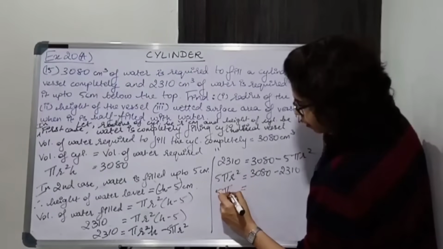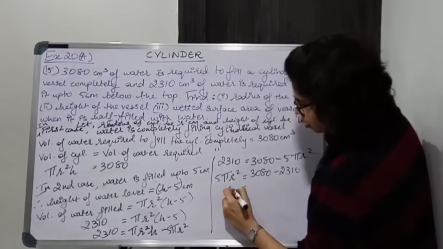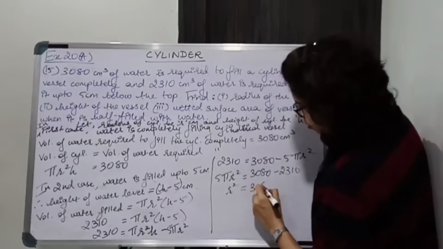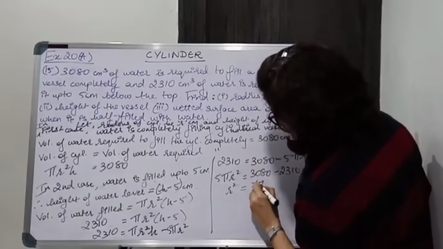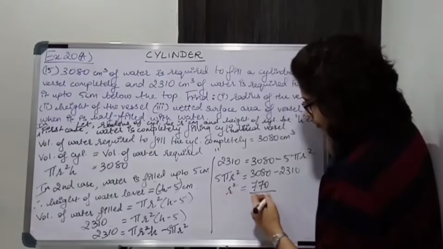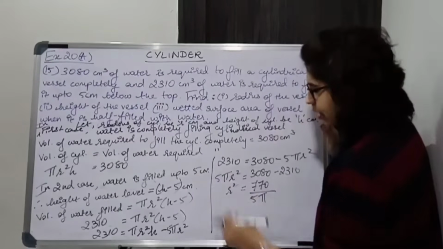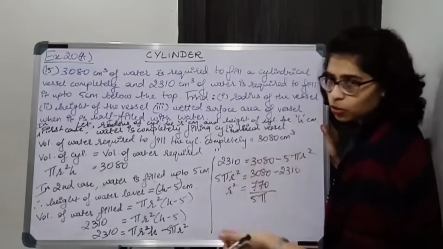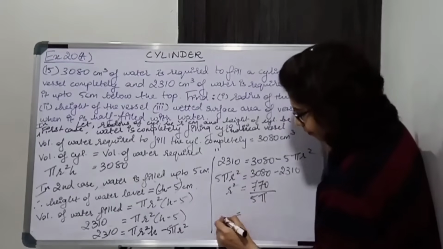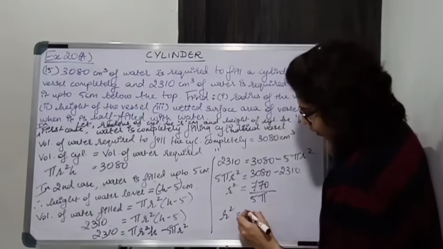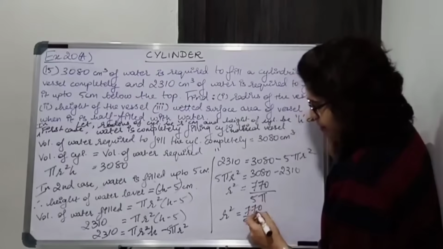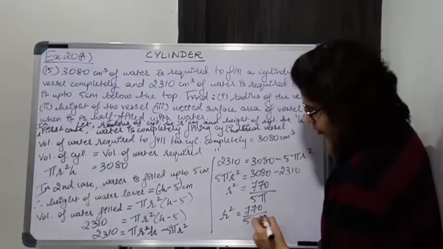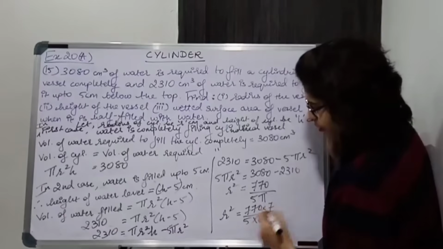So 5, let me shift this also. So r square is 3080 minus 2310. That will give me 770 upon 5 pi will go in denominator. ठीक है. यहाँ पे multiplied है तो दूसरी साइड पे जाएगा तो it will divide. So r square is equal to 770 upon 5. Pi is in denominator, so क्या हो जाएगा? 22 will be in denominator, 7 will go in the numerator.